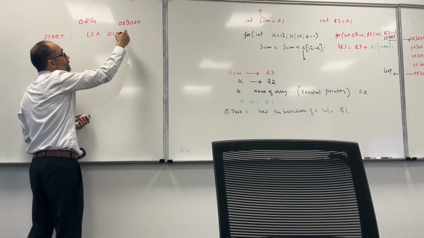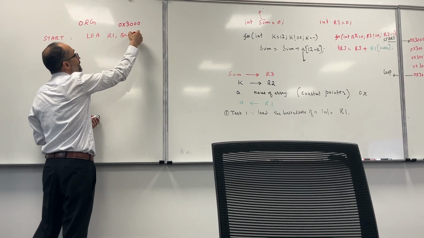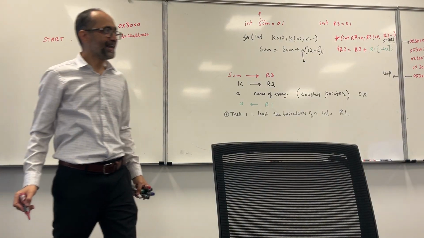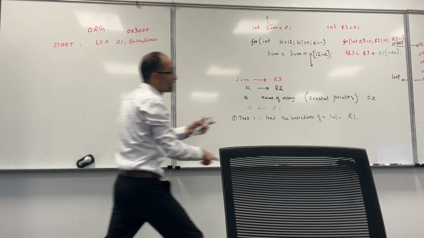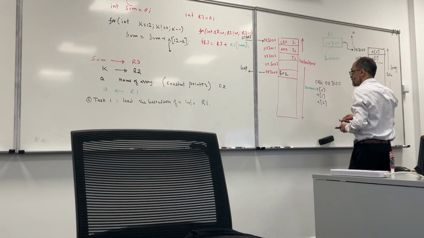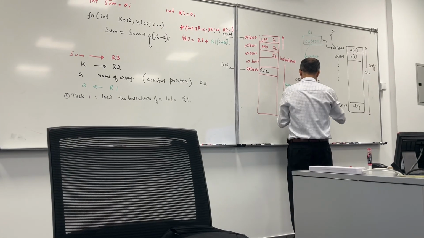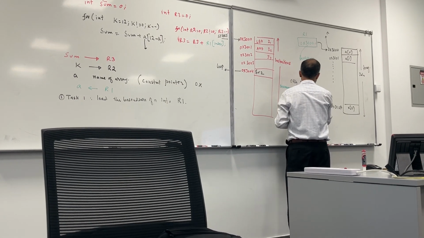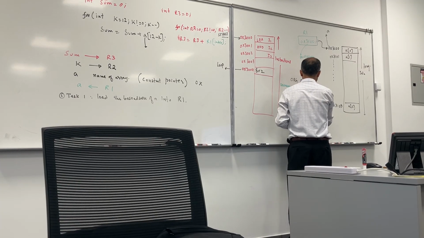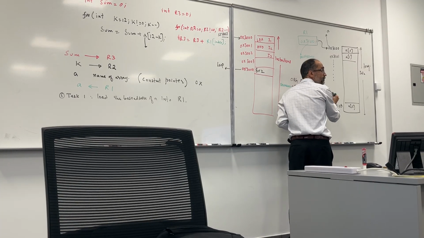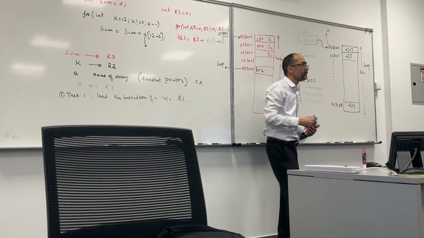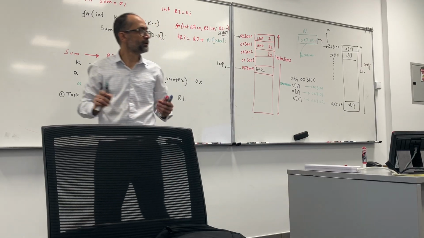Comma, base address. Clear? So this is my base address. What is the address of this base? 0x3100. Then 0x3101. Then 0x3102, and so on. Clear or not clear? Any question?